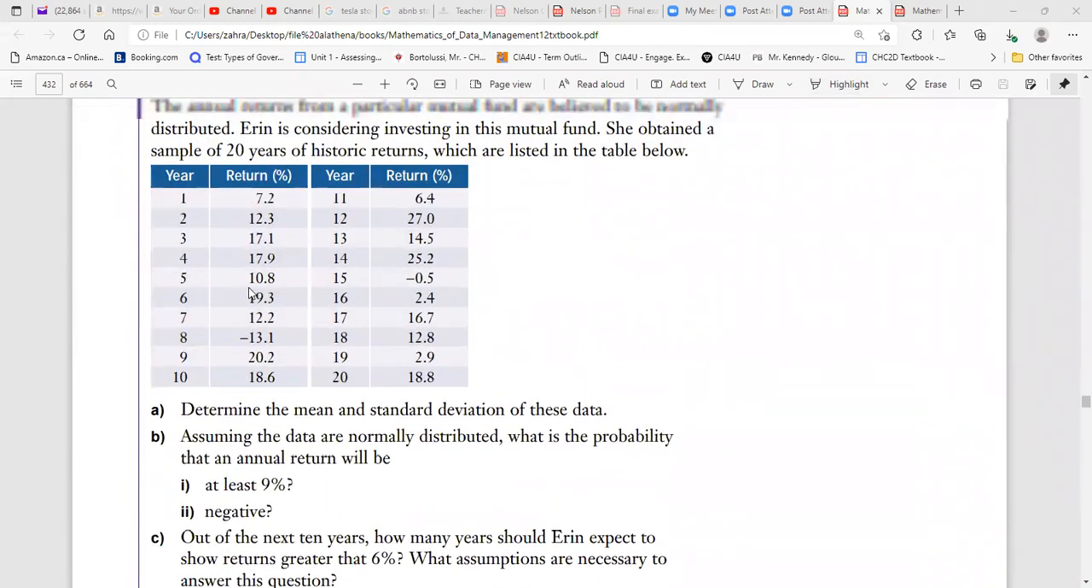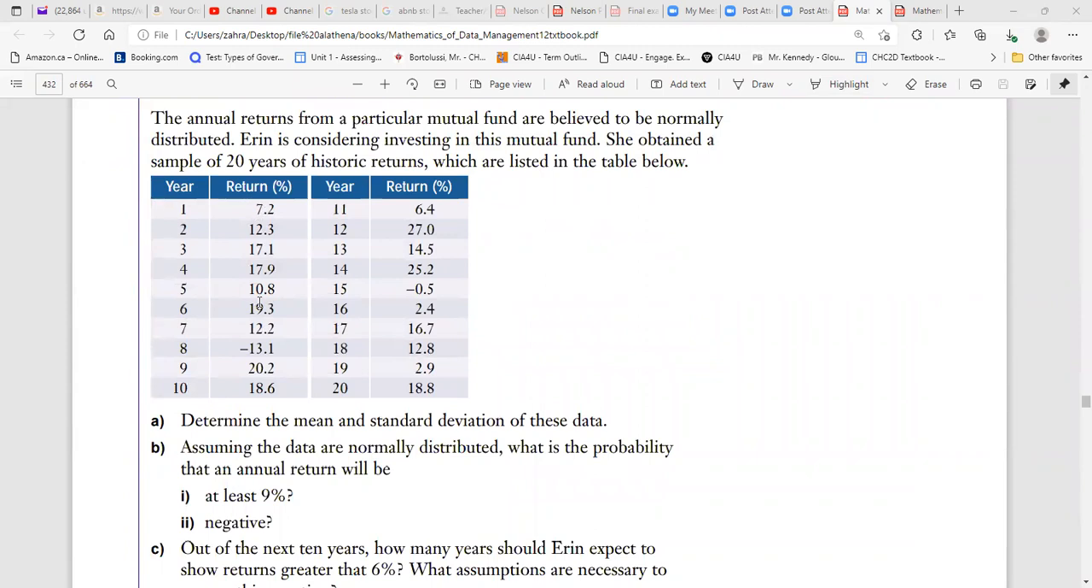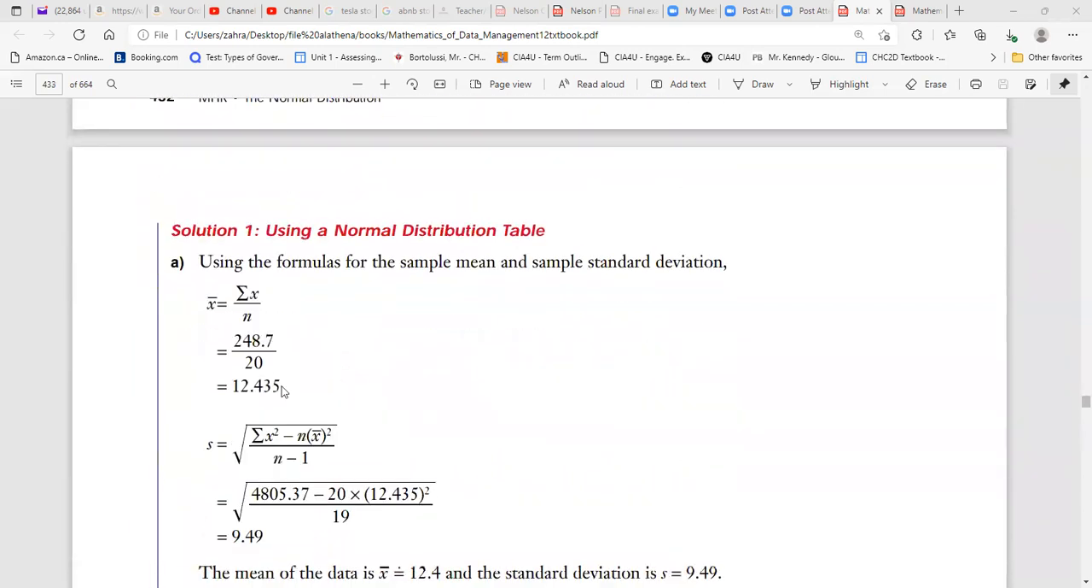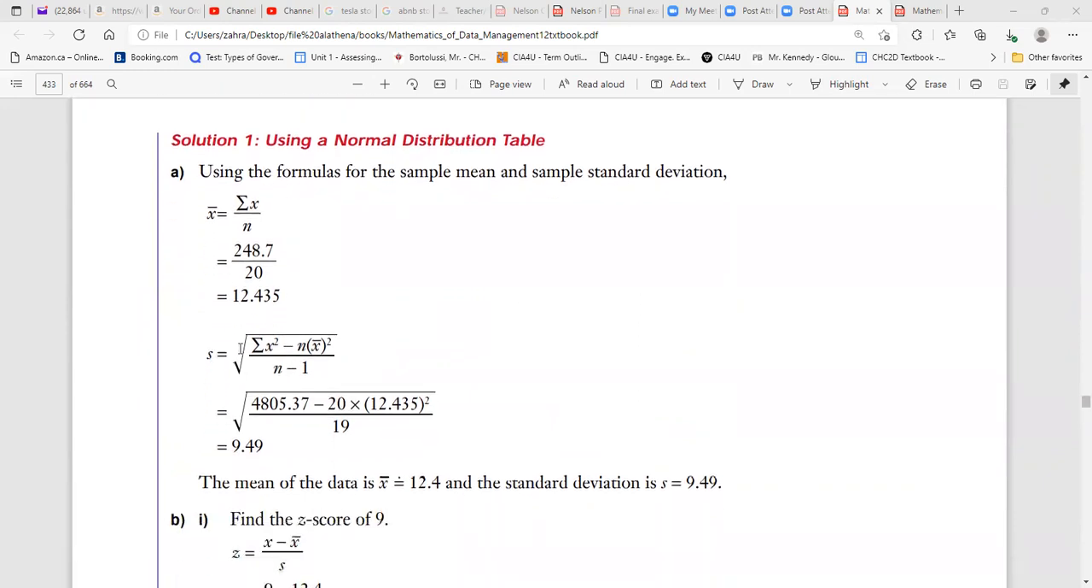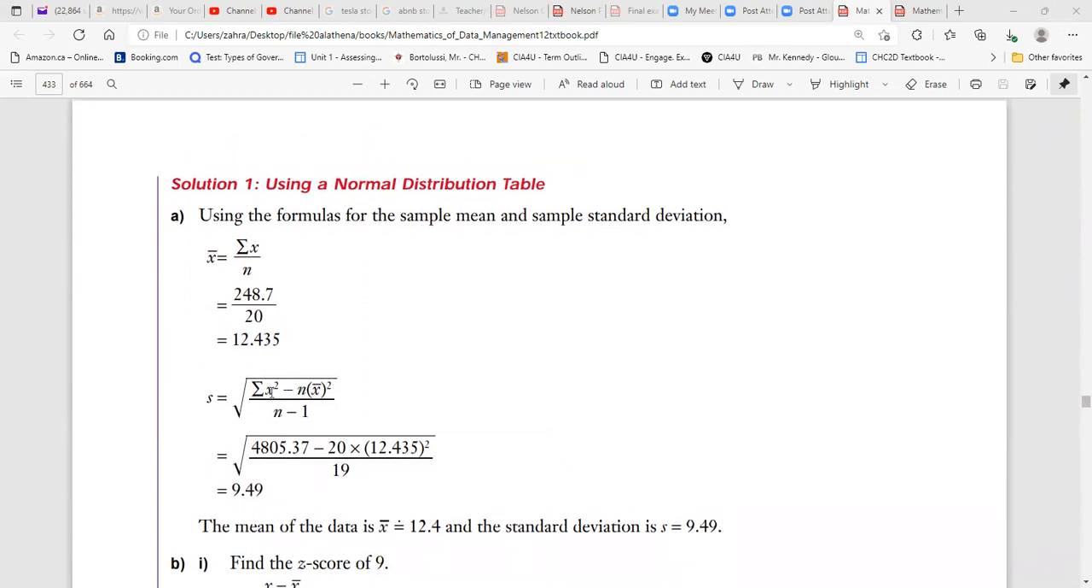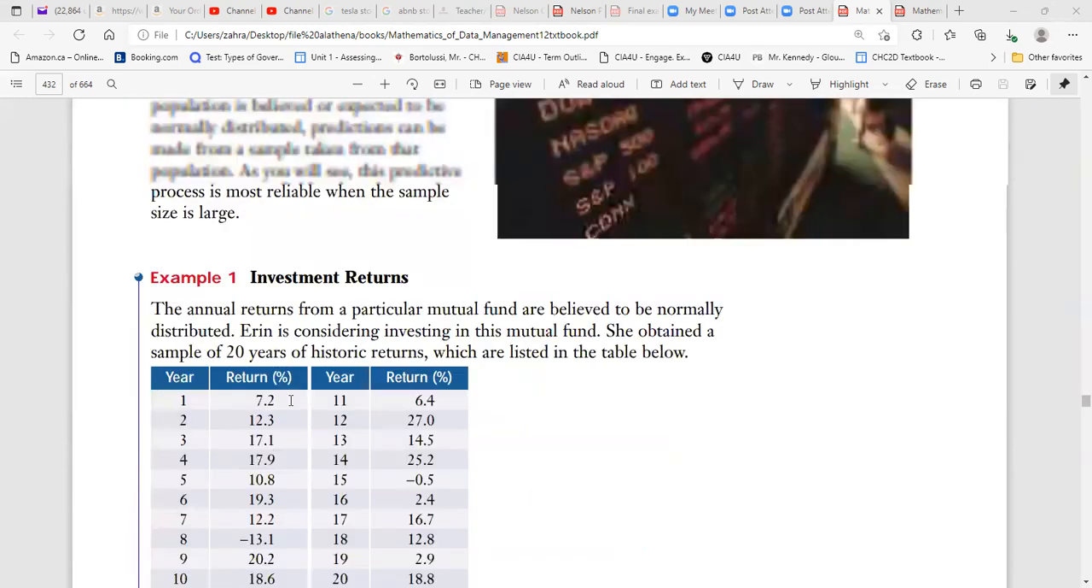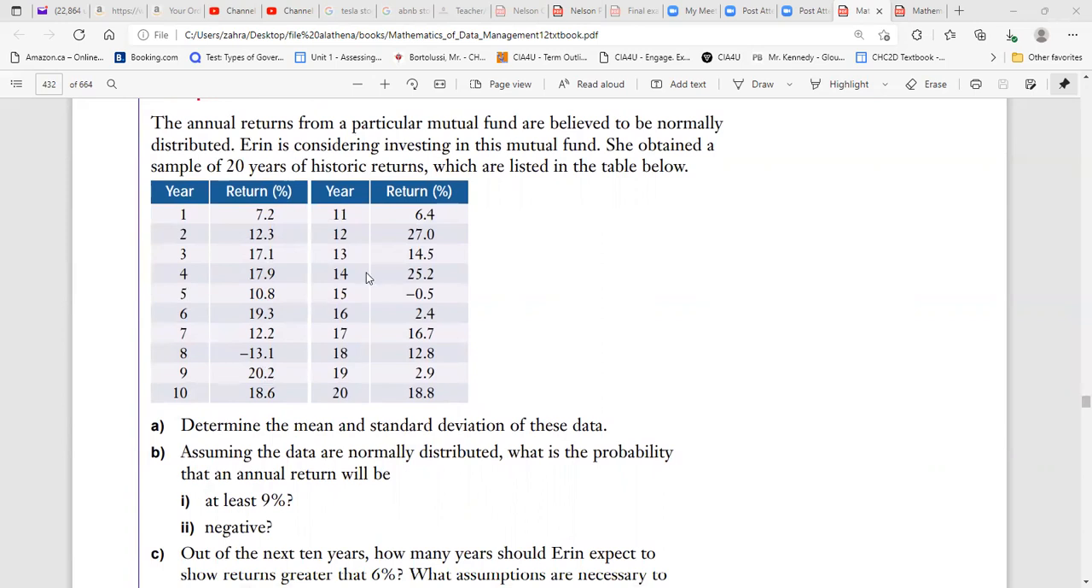This is the data we have, right? Percentage of return. So add everything here divided by the number of them, which is 20. Sample standard deviation is the square root of sum of x squared minus n multiplied by x bar squared, divided by n minus 1. The sum of x squared means you have to square each of these numbers first, and then add them up after you square them, right?